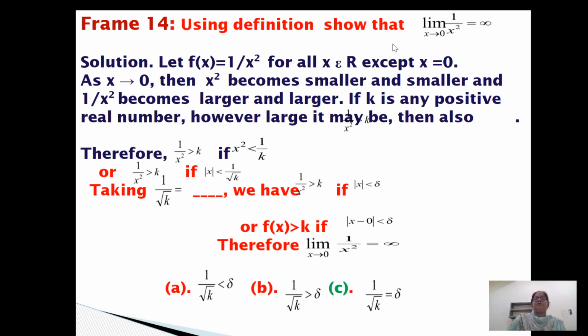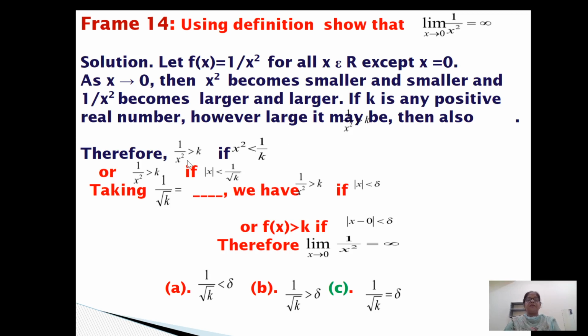Now next I am going to show, using the definition, that the limit of 1 over x square as x tends to 0 is infinity. You already know that for number 0 it is infinity, but I have to prove it by definition. As x tends to 0, x becomes smaller and smaller. If x square becomes smaller and smaller, that means 1 over x square becomes larger and larger. It means, if k is any positive real number, however large, then 1 over x square may be that large also.